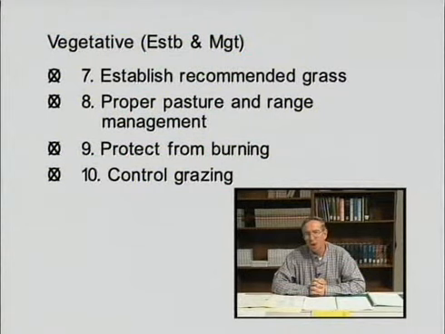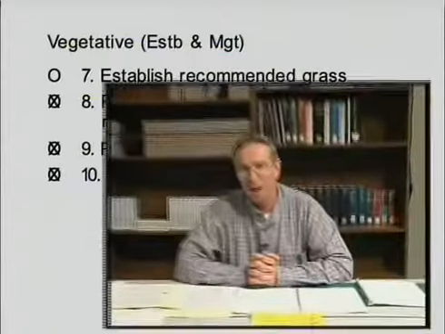We don't always check all of these factors. For example, item number 7 says establish a recommended grass. Well, if the site that we're evaluating has a good stand of grass on it, perennial grass, we would not check item number 7. But items number 8, proper pasture and range management, number 9, protect from burning, and number 10, control grazing, would be checked on these sites even if we didn't need to establish the grass.